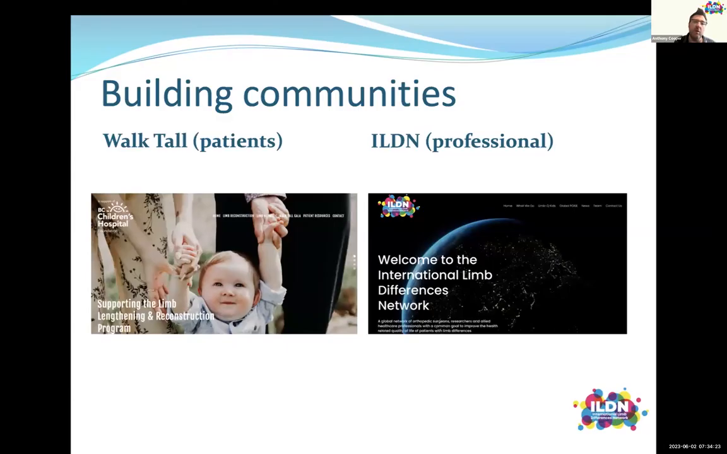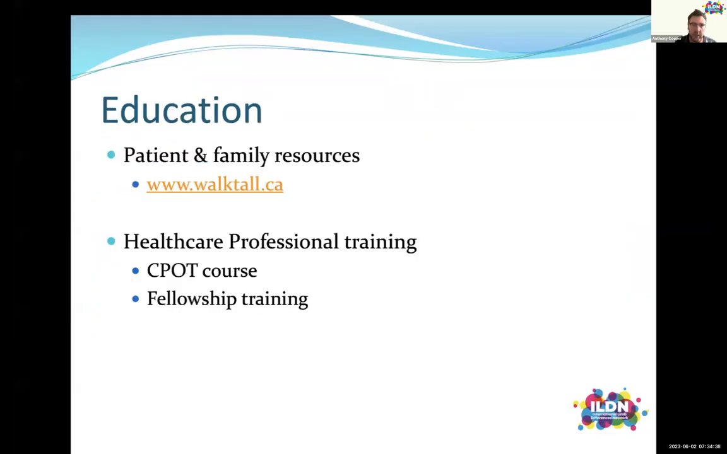Within the patient arm, we have the Walk Tall program, which consists both of local events and building patient resources, and the ILDN, which is the professional arm aimed at healthcare professionals who treat children with limb differences around the world. In terms of education, we created patient and family resources, which are accessible on our Walk Tall website.